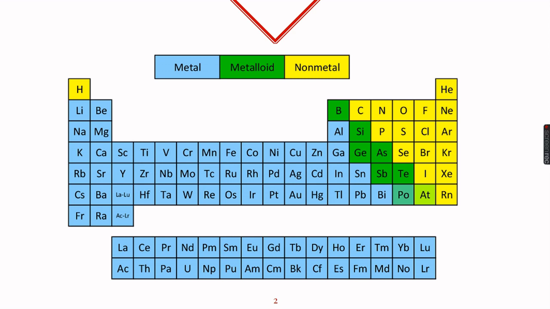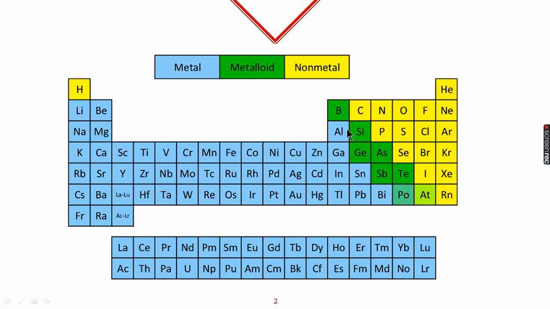Now let's see this green colored part which looks like a staircase. On the left side of this green part, all these are metals, while on its right side, this yellow colored part, all these are non-metals. Now we can easily see that about 80% of the elements are metals, while non-metals are very few. So out of 118, just 22 elements are non-metals.